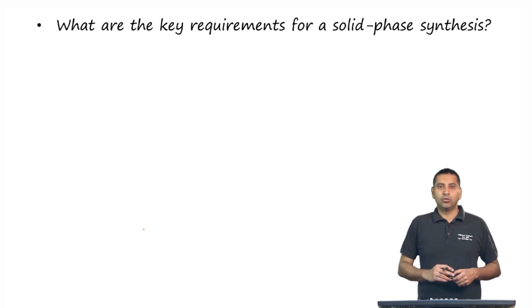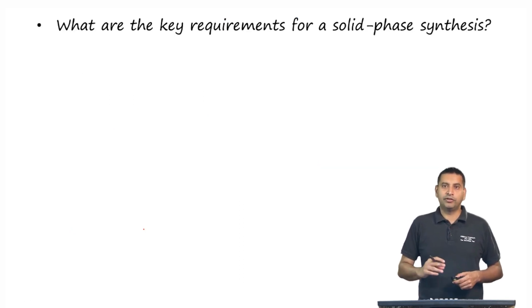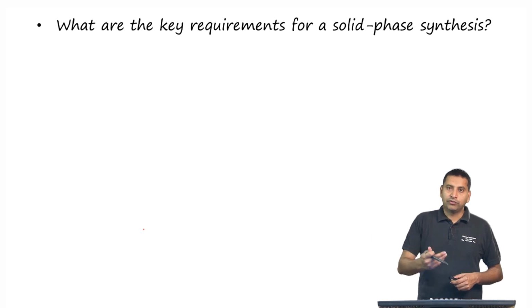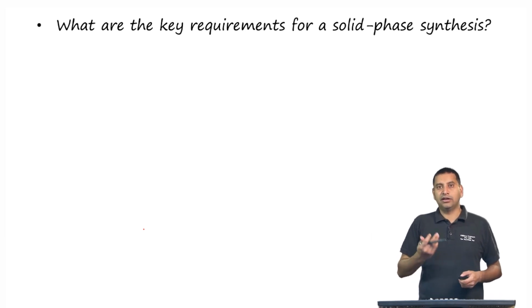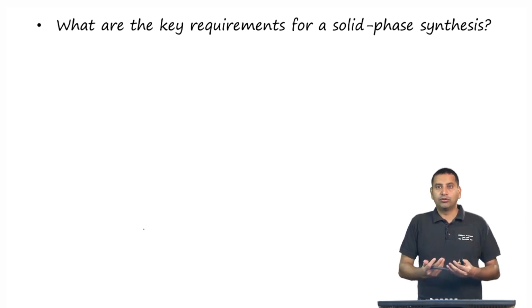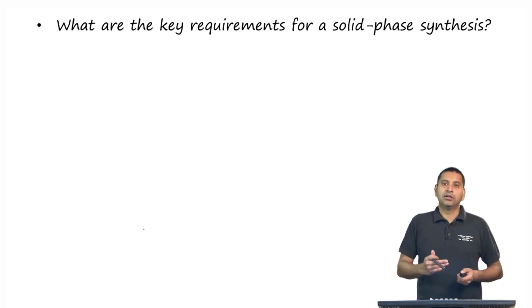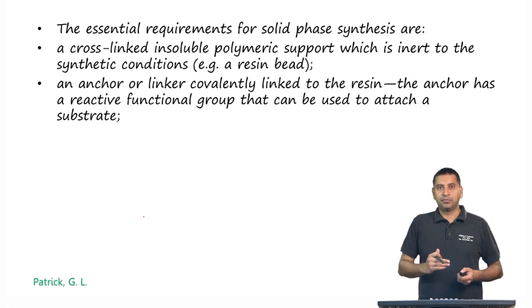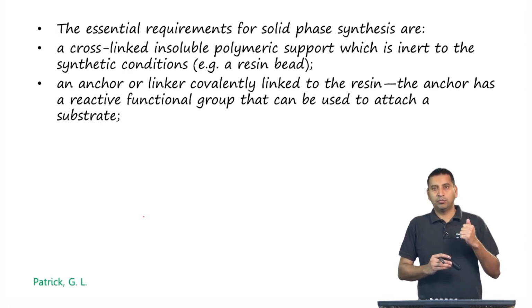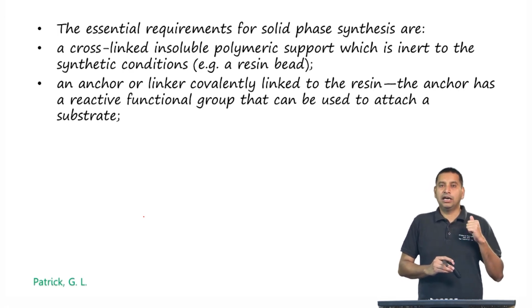The next question is, what are the key requirements for a solid phase synthesis? We have looked at this concept in class, and the idea here is that you want to move from solution phase synthesis to solid phase synthesis because of ease of conduct of the reaction and workup and isolation. So, the essential requirements for solid phase synthesis are, you need a cross-linked insoluble inert polymer support, and for example, you can use a resin bead.